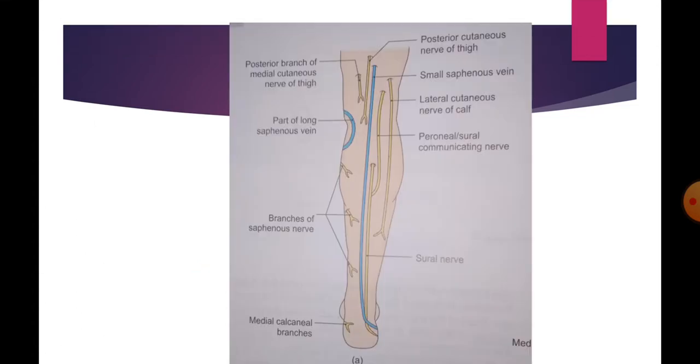So in this diagram we can clearly see these nerves. The medial area is supplied by the posterior branch of the medial cutaneous nerve of the thigh and the saphenous nerve. Central area by the posterior cutaneous nerve of thigh and the sural nerve. Lateral area by the lateral cutaneous nerve of calf and the peroneal or the sural communicating nerve.